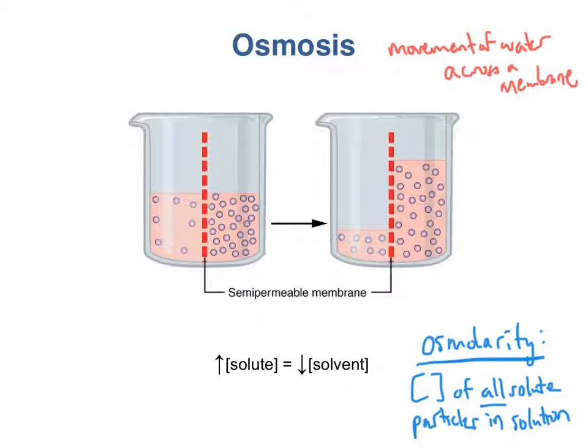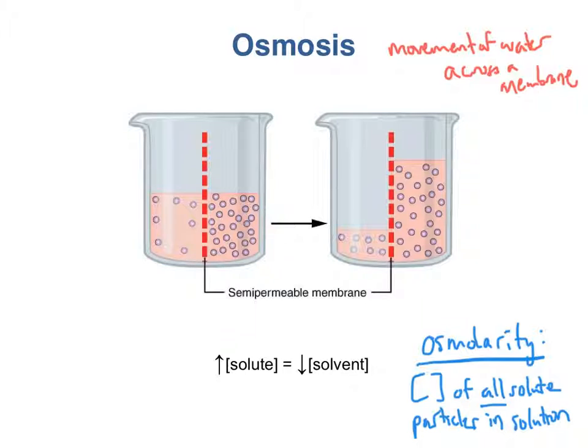If you look at these beakers, you see that initially there's a difference in osmolarity. The one on the left here only has a low concentration of solute particles. The one on the right has a much higher concentration of solute particles. So the one on the right has the higher osmolarity. The one on the left has the lower osmolarity. So that's the first thing that osmosis depends on.